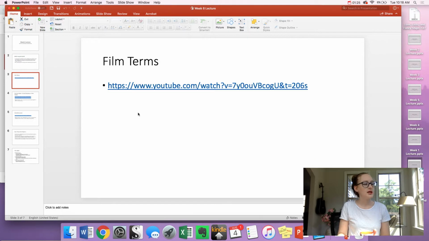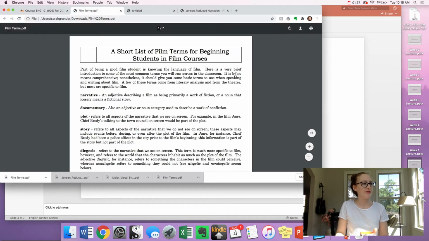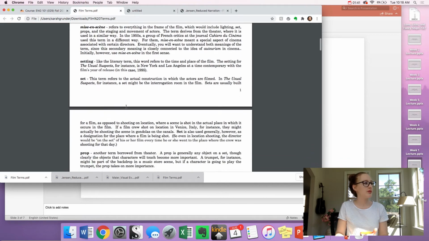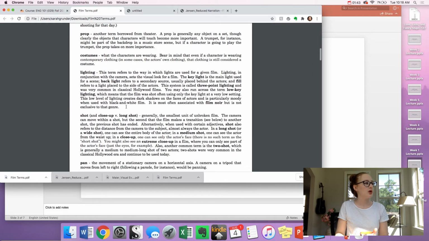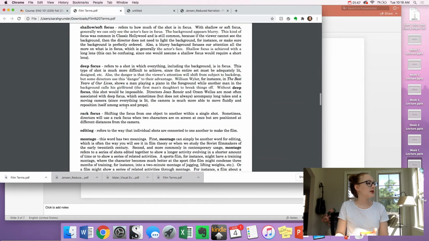Okay, so the first thing that I want us to look at are film terms, because we need to know the right language to use to describe what we're seeing on the screen. So I have this for you. I recommend you look through this. I think the most important thing to know from these, let me see if I can find it.